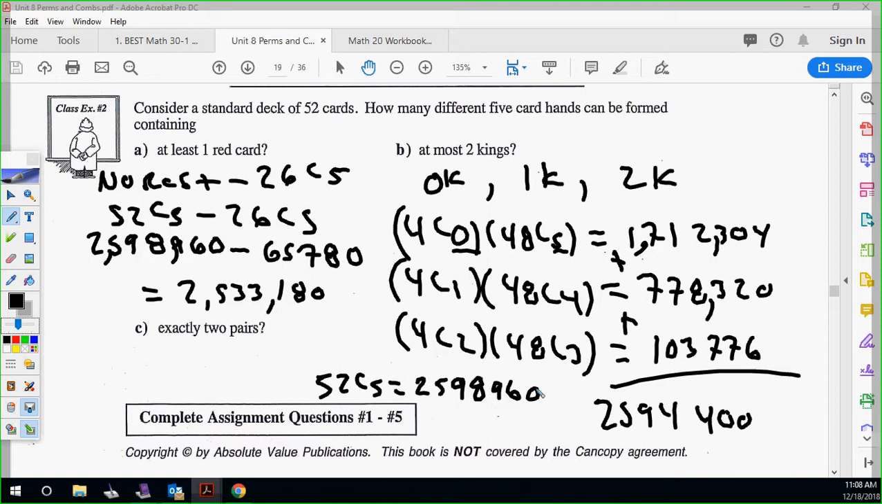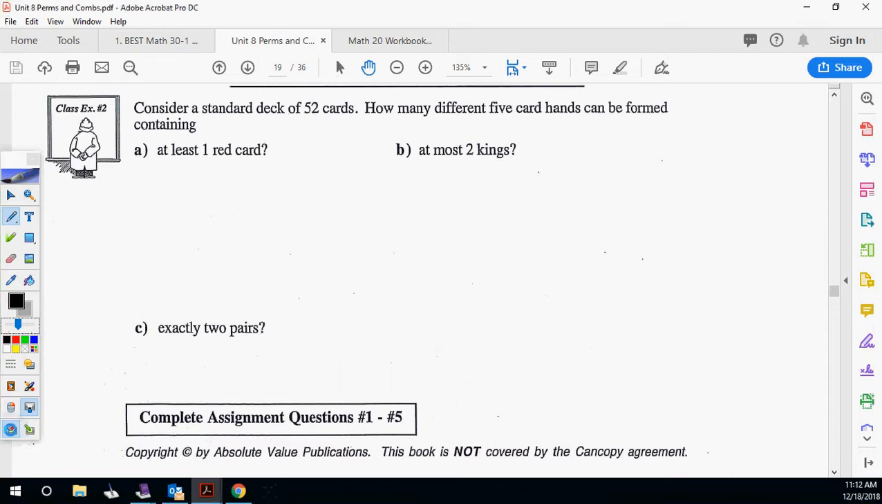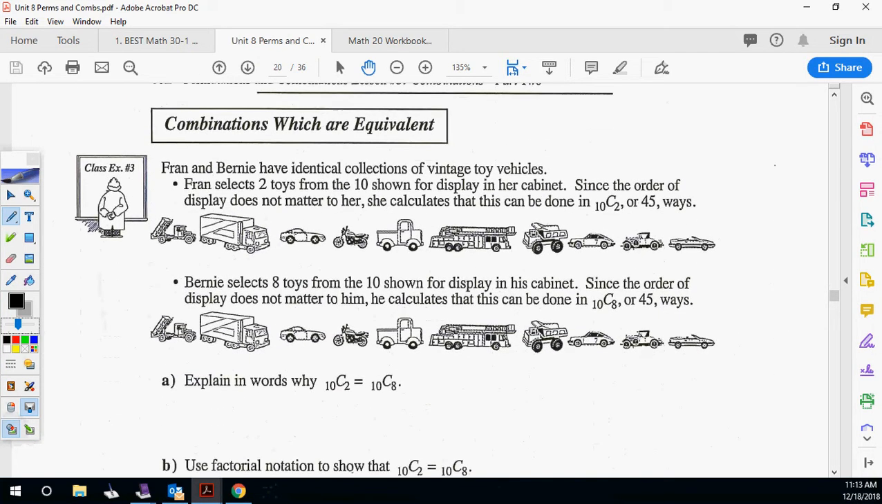Let's get a couple more examples here. All right, combinations which are equivalent. Fran and Bernie have identical collections of vintage toy vehicles. Fran selects 2 toys from the 10 shown for her display in her cabinet. Since the order of display does not matter to her, she calculates that this can be done with 10C2 or 45 ways.